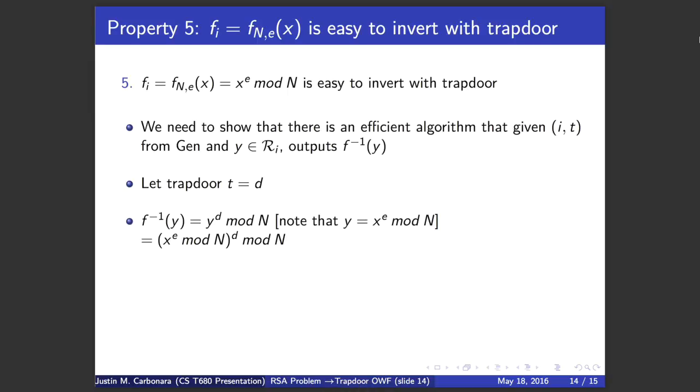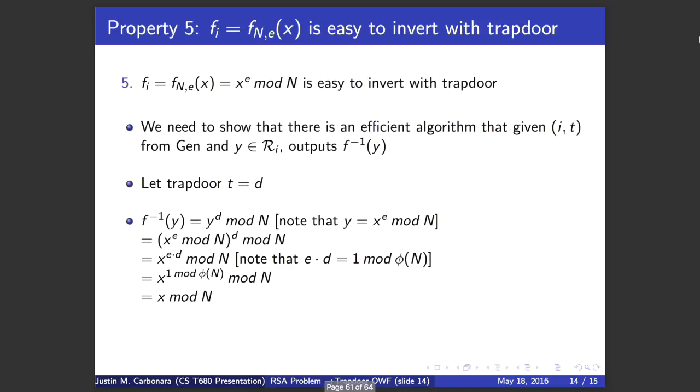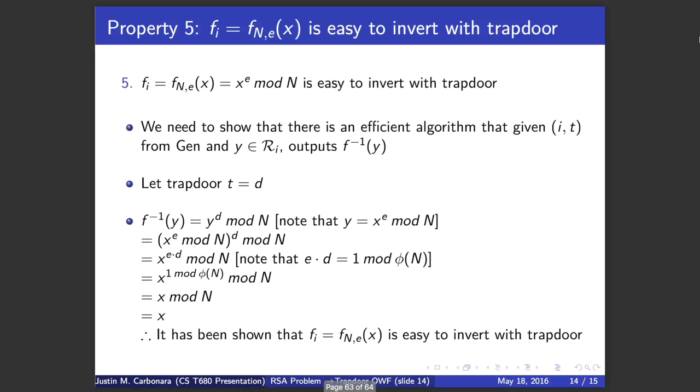So therefore, y^d mod n equals (x^e mod n)^d mod n, which equals x^(ed) mod n. Recall that e times d equals 1 mod phi of n. Therefore, this all equals x^(1 mod phi of n) mod n, which equals x mod n, which maps to x. Therefore, it's been shown that the RSA function f_i(x) = f_ne(x) is easy to invert with a trapdoor.